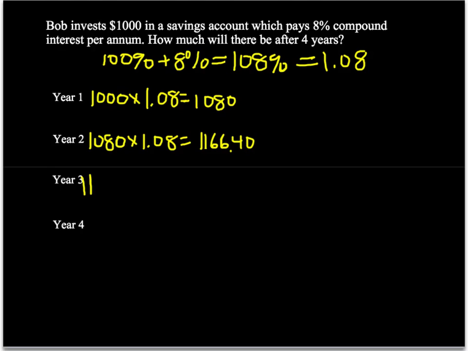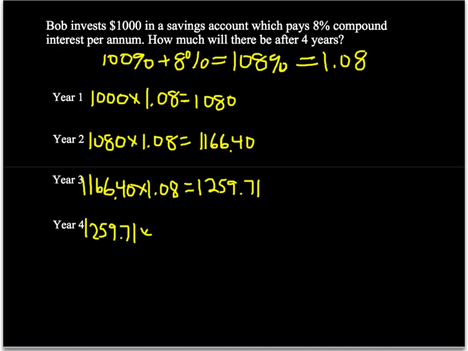So year 3, he's going to start with $1,166.40. Again, he's going to earn 8% interest, which is going to give him $1,259.71. So you can see the difference between simple interest problem is interest grows a lot quicker when you're dealing with compound interest. So he's going to start year 4 with $1,259.71. He's going to earn 8% interest, which will give him a total of $1,360.49 after 4 years. So this seems to work fine.